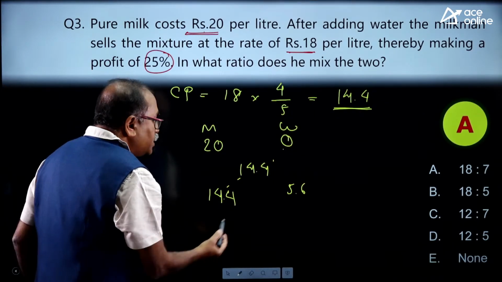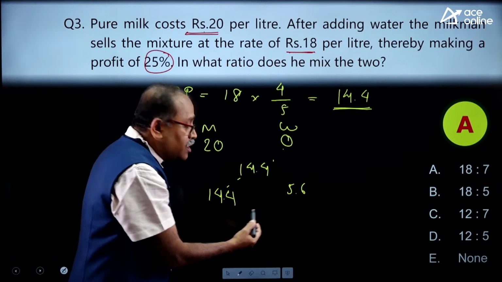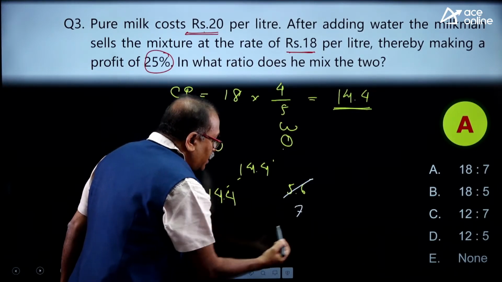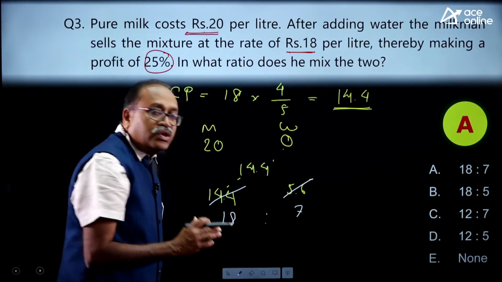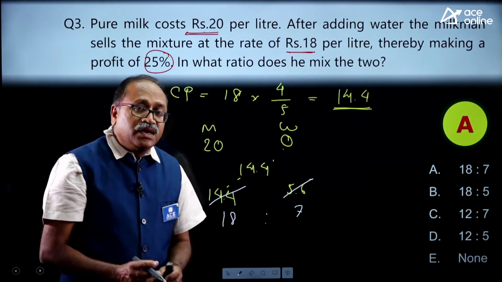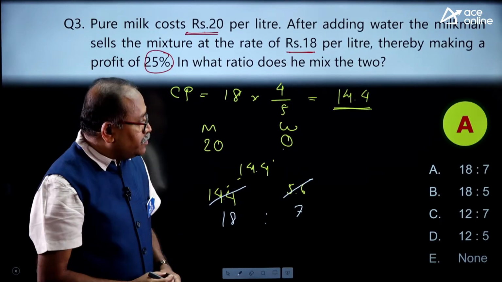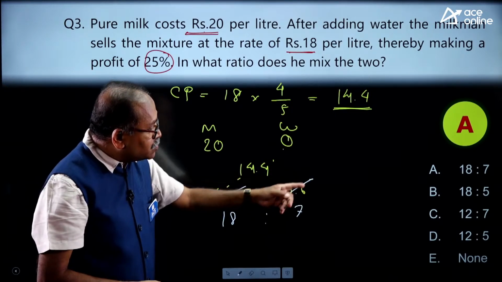Now, the rest of the part, look at this, with 8 it gets cancelled 7 times and with 8 it gets cancelled 18 times. So, milk to water ratio is 18:7. Do we have option 18:7?